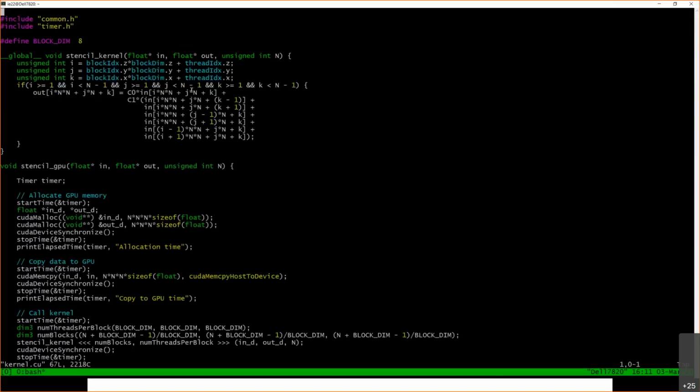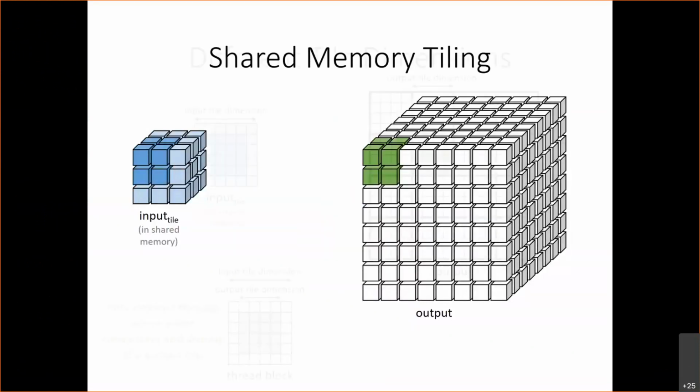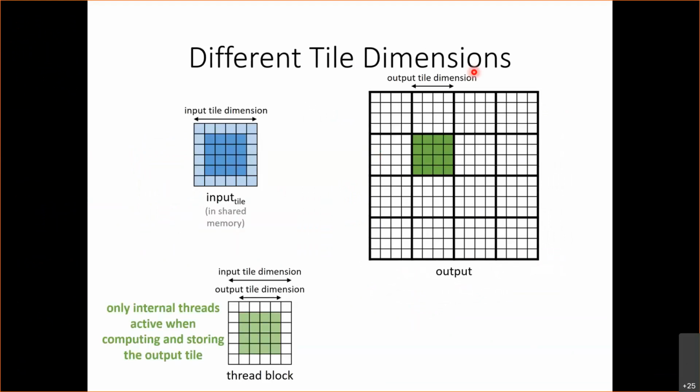Now we have our block dimension, which used to be 8 by 8 by 8. But now I'm going to do some explanations on the 2D version. We have an output tile dimension and an input tile dimension, and the block dimension is going to correspond to the input tile dimension.